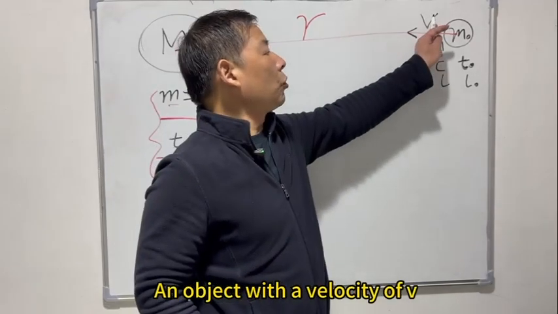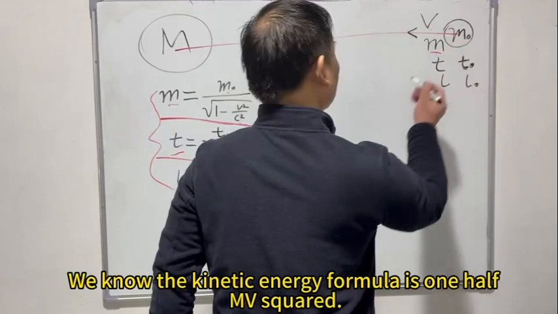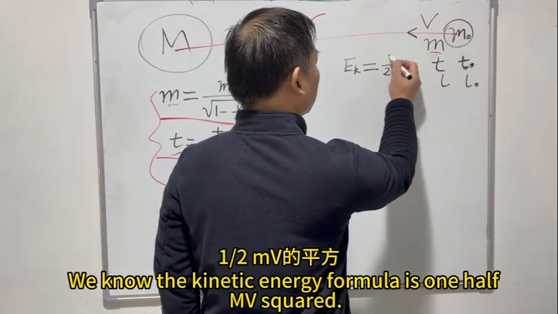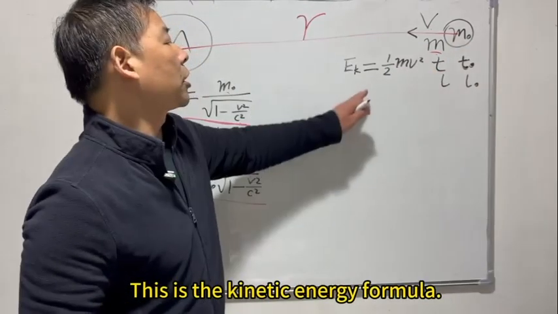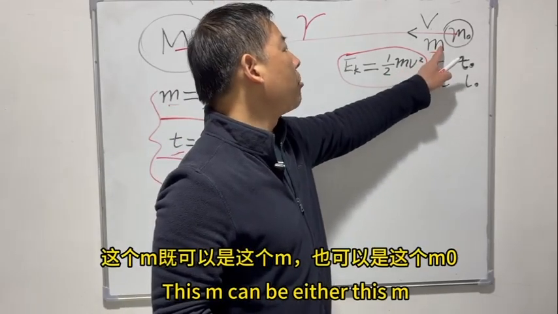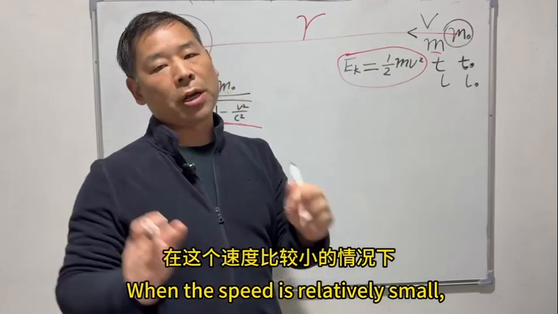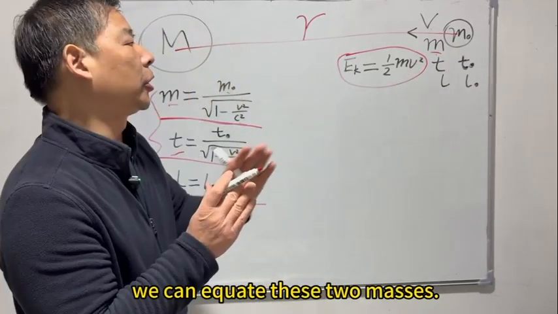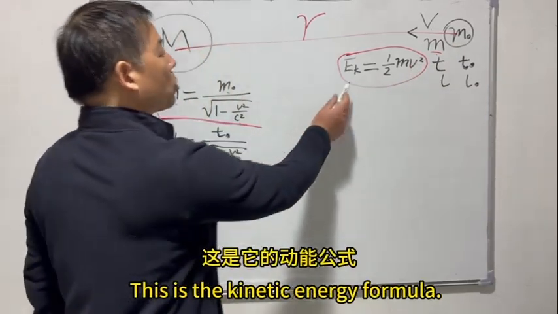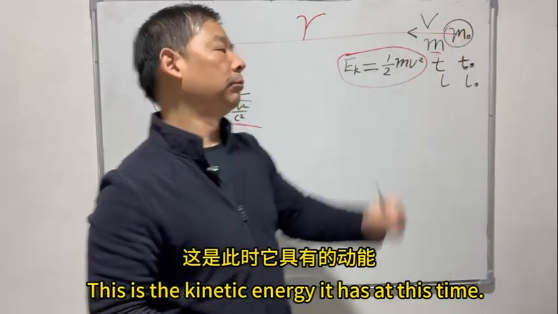An object with a velocity of v has a kinetic energy. We know the kinetic energy formula is 1/2 mv squared. This m can be either the moving mass m or the rest mass m0. When the speed is relatively small, we can treat these as equal masses. This is the kinetic energy it has at this time.